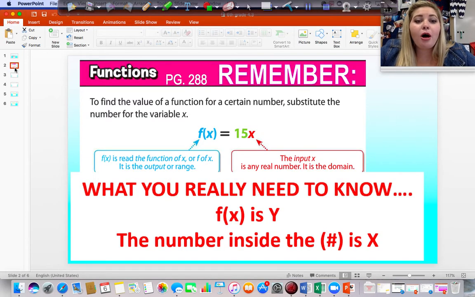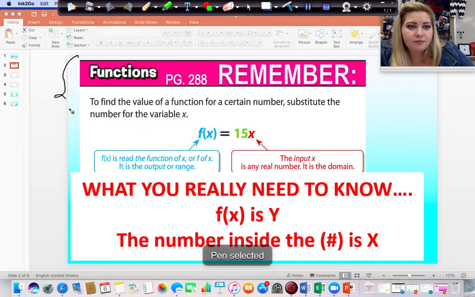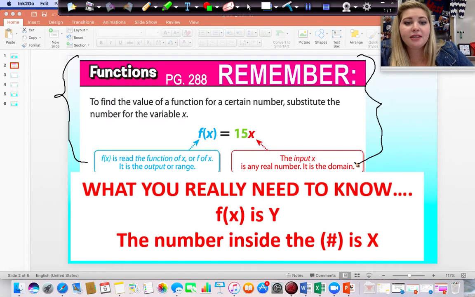Okay, on page 288, you don't have to write down this. I'm not making you write this down, but it is on page 288. So you may want to put a marker in your notes that says page 288 for reference.